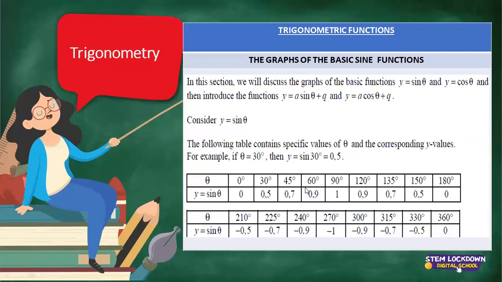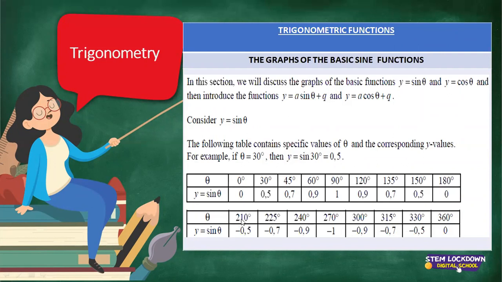And then after that it starts to decrease again. When theta goes to 120, it goes to 0.9. When theta goes to 135, it goes to 0.7. Coming down again, when theta goes to 150, it goes to half again. And then when theta decreases to 180, it becomes 0. So that means sin 180 was 0.